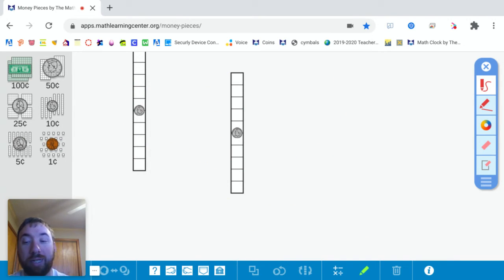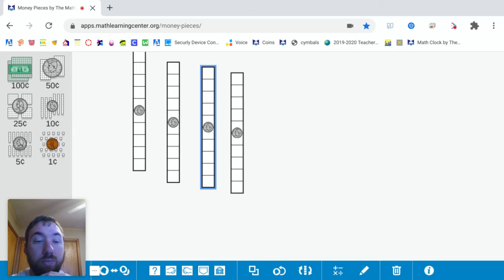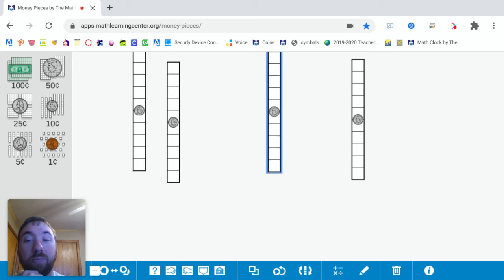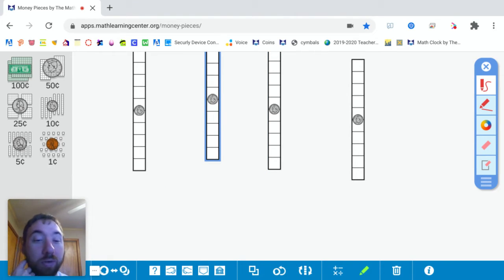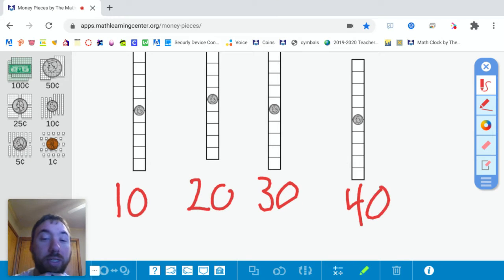So let's add some more coins in here. Let's make it a little bit trickier. How about now? Well, if I'm counting these out, I'm going to spread these out a little bit so we can see them. If you said 40 cents, you'd be right. I'd count this one 10, 20, 30, and then 40. 40 cents. I'm counting by tens, right?